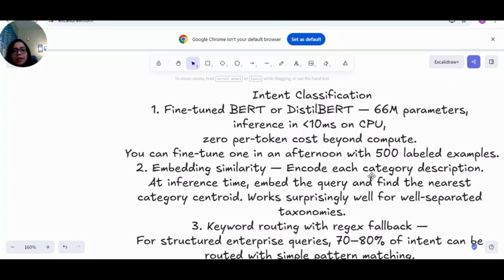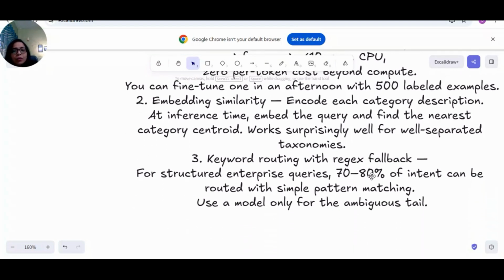Then next comes embedding similarity. Encode each category description, and at inference time, embed the query and find the nearest category centroid. That works surprisingly well for well-separated taxonomies, say 7 categories. Take the descriptions, embed them, and save them into the vector DB. When the user query comes during inference, the embedding of the user query is compared by cosine similarity with the vector DB containing the descriptions of these 7 category taxonomies. Whichever comes closest is the category.